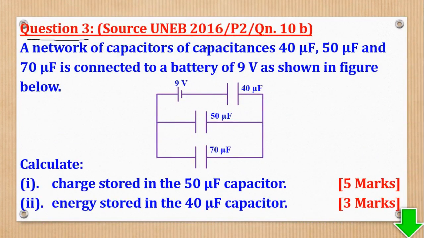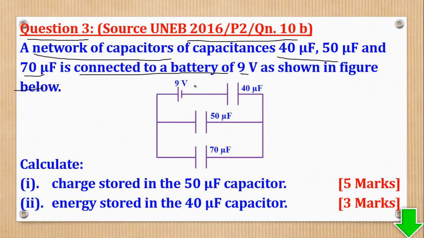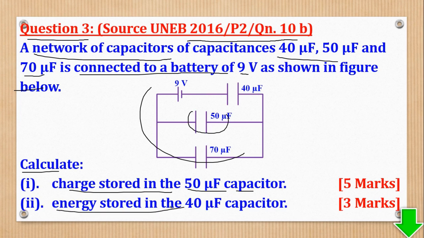Now we shall go to question 3, which came from UNEB 2016 paper 2 question 10B, and says a network of capacitors of capacitances, these ones, is connected to a battery of 9 volt as shown in the figure below. So this is the circuit. Calculate, Roman 1, the charge stored on the 50 microfarad capacitor, and Roman 2, the energy stored in the 40 microfarad capacitor.